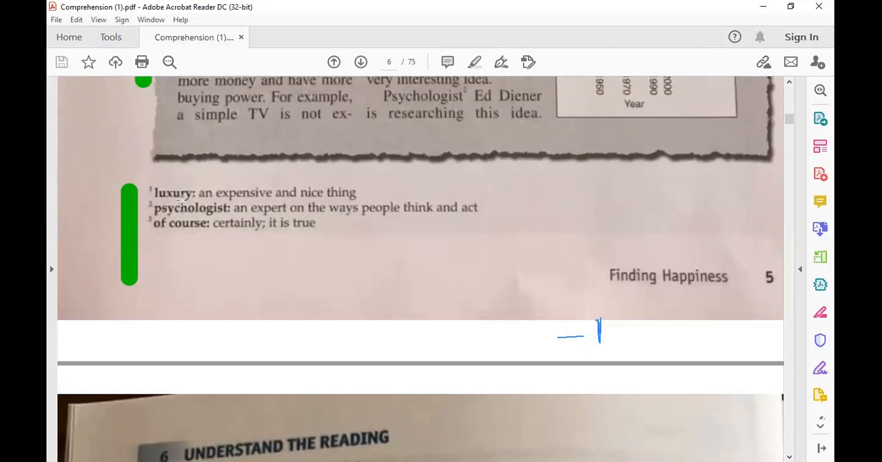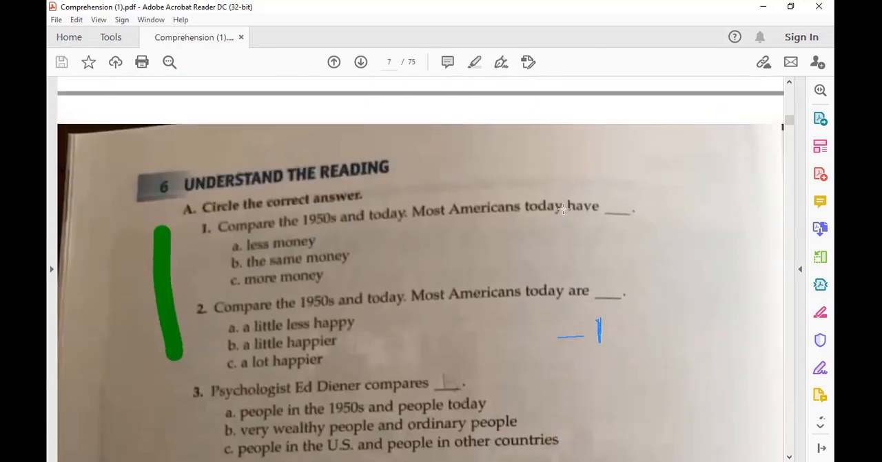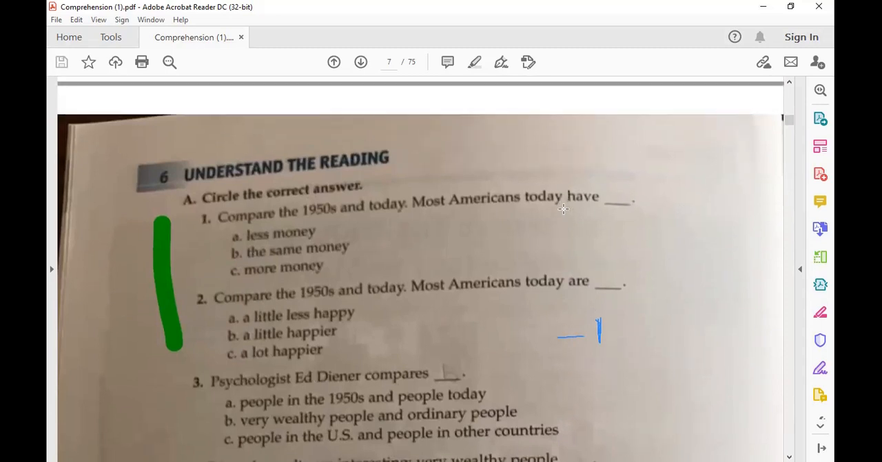We will get to know 3 vocabulary terms. Have you ever come across the word luxury? Yes. Luxury means what? A fancy thing, an expensive and nice thing. Psychologist: the brain doctor, not a normal doctor, a doctor who specializes in how people think and behave. Of course here means certainly, something certain, agreeing, or very definitely. 100%, of course.